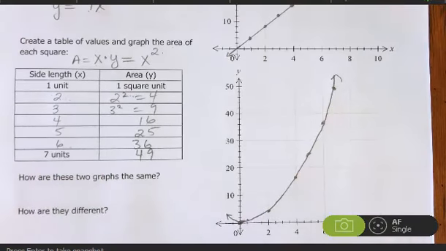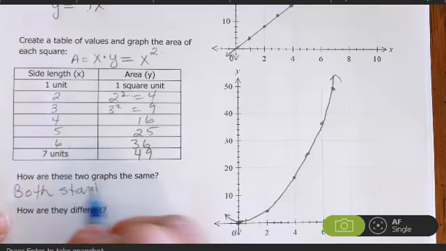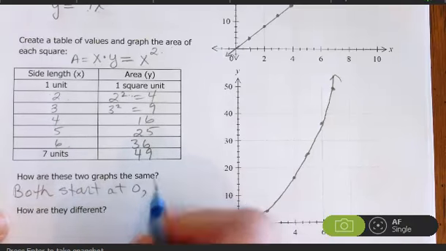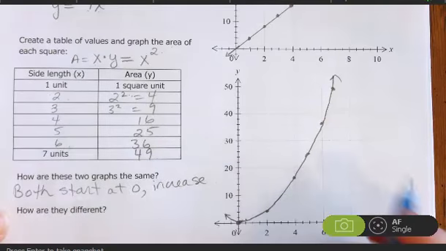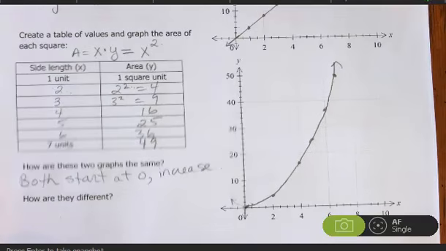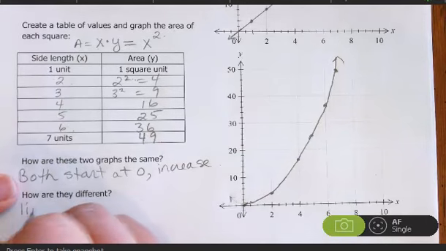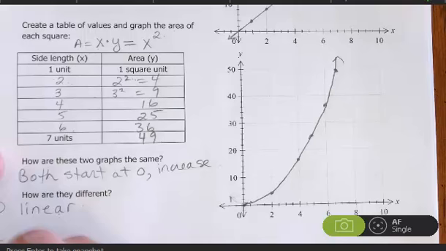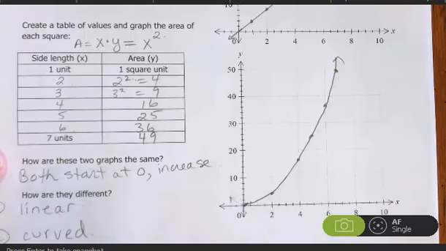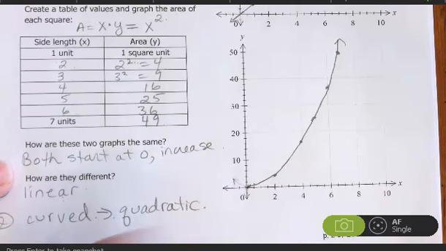How are these two graphs the same? Well, they both start at 0 and they increase. That's assuming that we're not looking at this point here. So if we just look at that, they both start at 0, 0, and they increase from there. How are they different? Well, we can clearly see that the first one is a straight line. So one is linear, and the second one is curved. We're going to find out soon that this is actually called a quadratic.